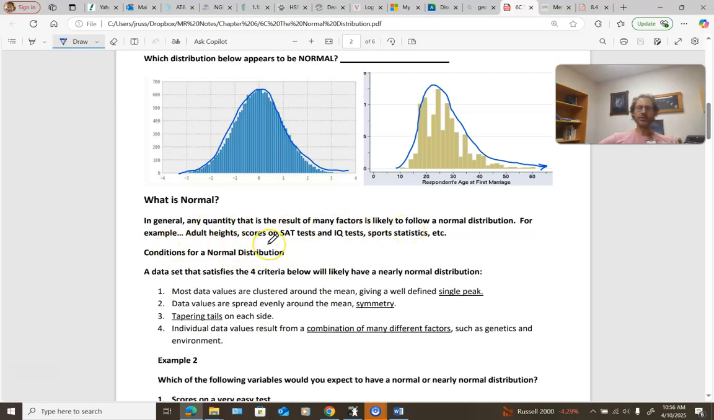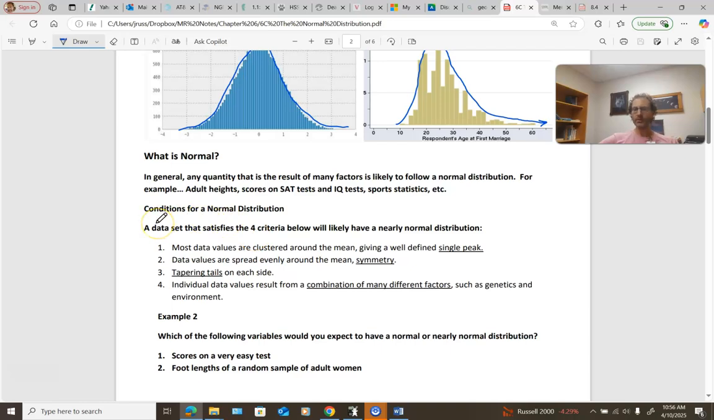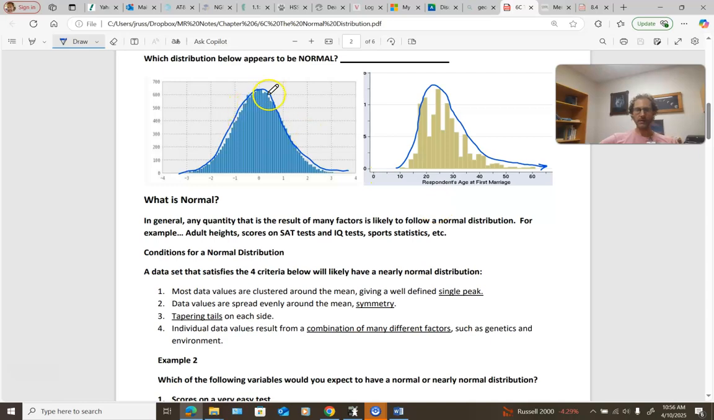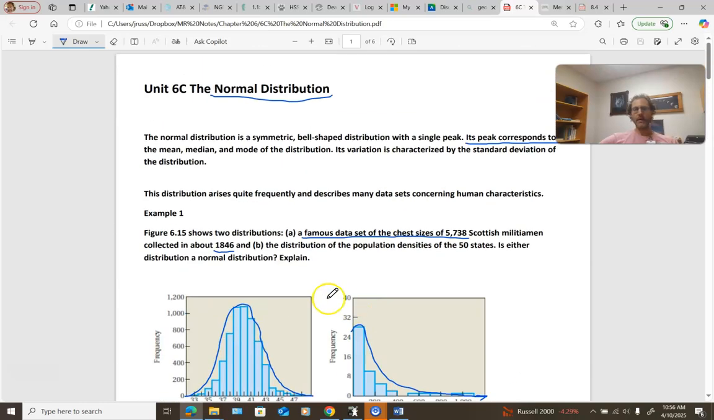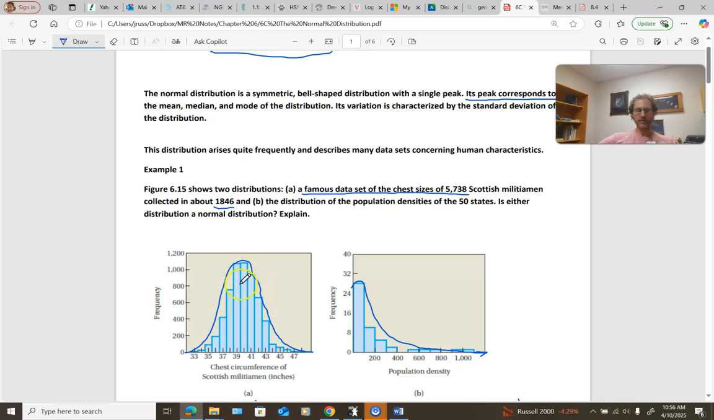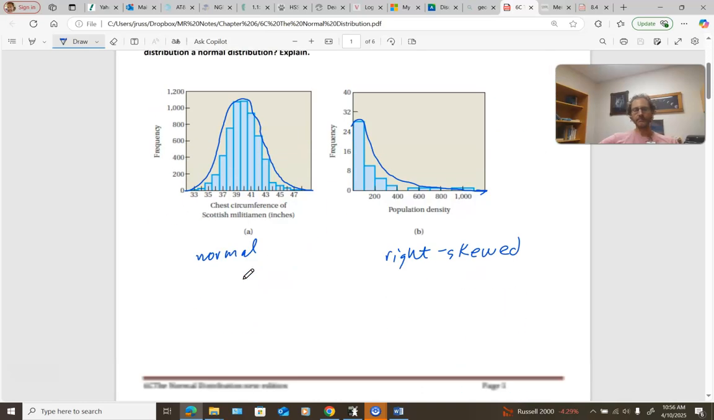So conditions for a normal distribution. Typically the data set needs to satisfy these 4 criteria to have that normal shape. Most data values are clustered around the mean, and that would give it a well-defined single peak. Okay, so kind of like right here, or up here when we were talking about the chest sizes of these Scottish militiamen.